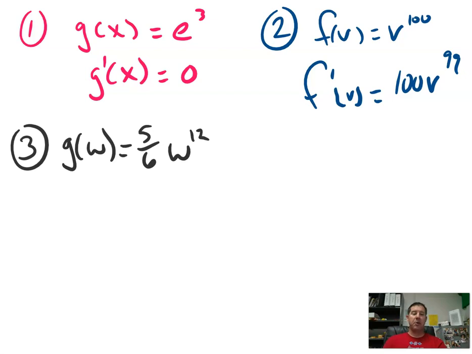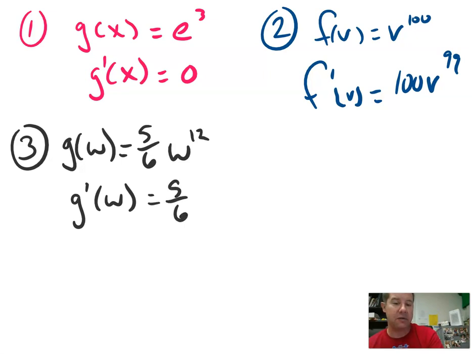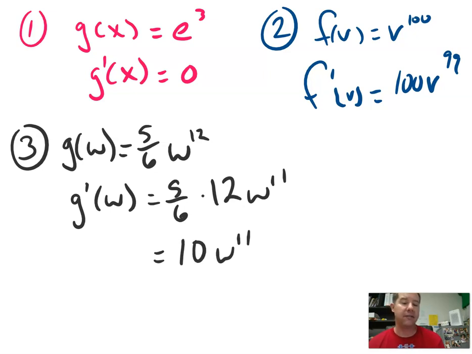Okay, our next one is g of w equals 5 over 6 w to the 12th. In this case, this is a mixture of the power rule with the constant multiple rule. You can ignore that 5 over 6 in front, and it's just going to hang out. I'm going to take the derivative of w to the 12th, so times 12 w to the 11th, and now I can multiply that stuff together. So g prime of w would be 5 over 6 times 12, which is 10 w to the 11th.